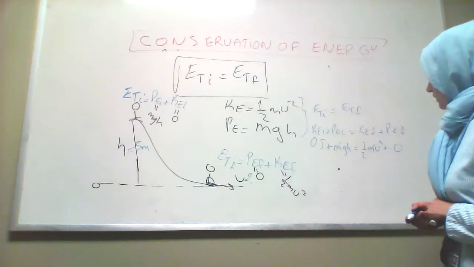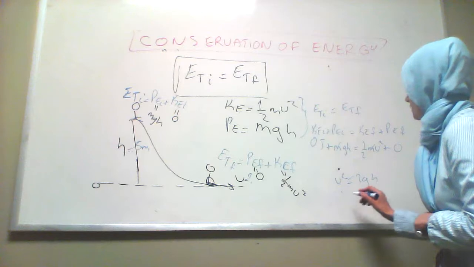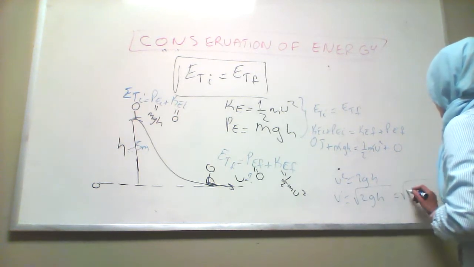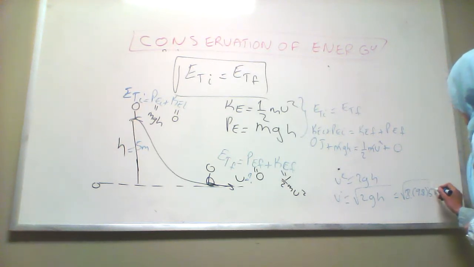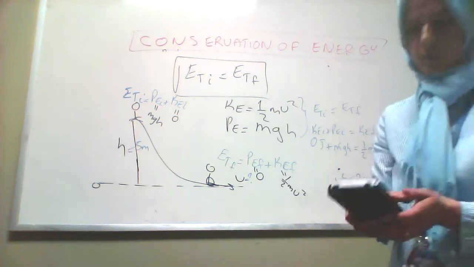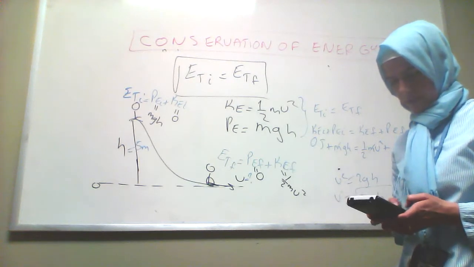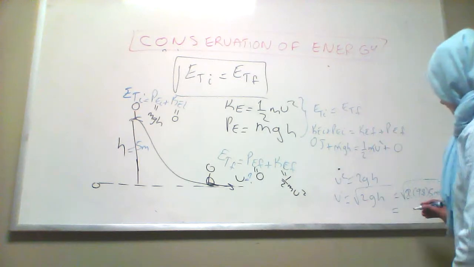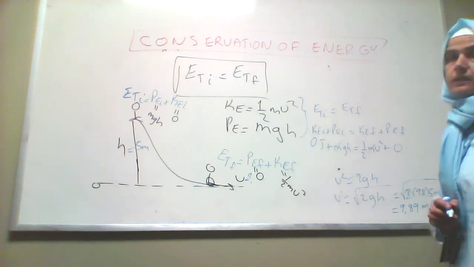The m's can be cancelled here, dividing by m, and we can easily solve for v. V squared will be equal to 2 times gh. V is equal to the square root of 2gh. That is 2 times 9.8 times 5 meters. Let's find what this is. I just made up this question, so it will be the square root of 2 times 9.8 times 5 meters. So 9.89 meters per second, about 9.9 meters per second.